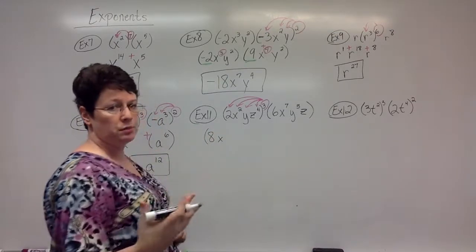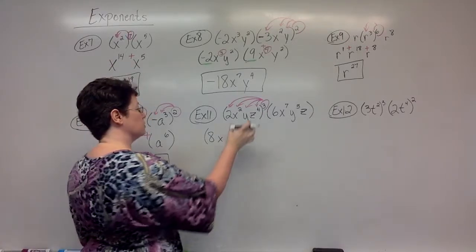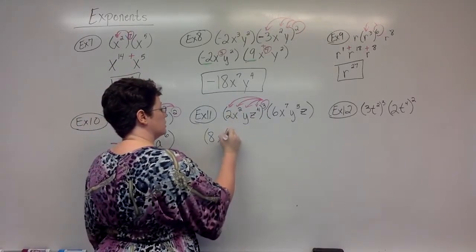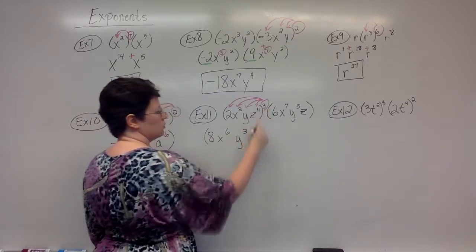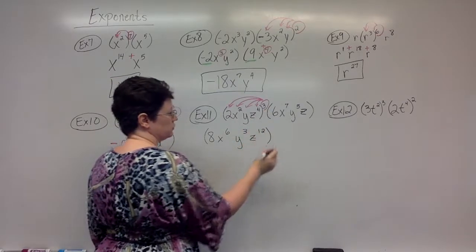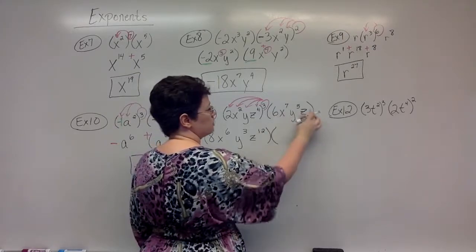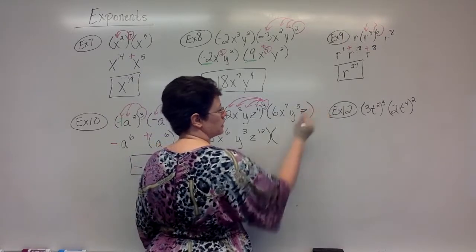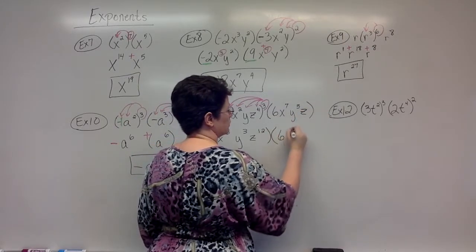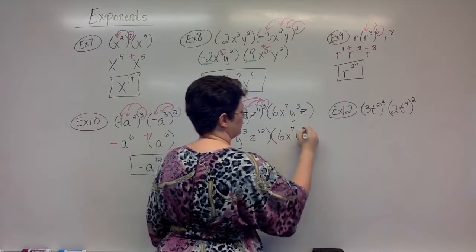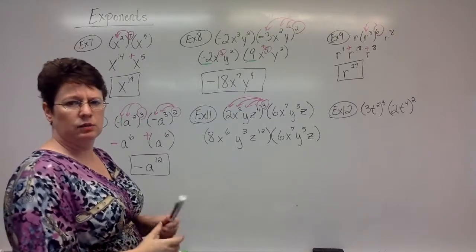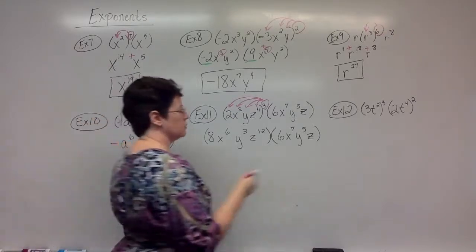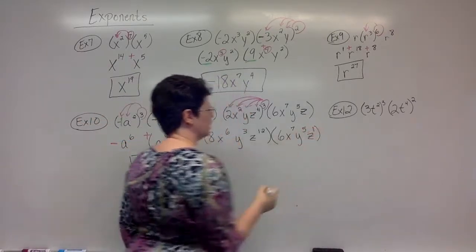X, multiply your powers, parentheses to a power, multiply the powers. 6, y, 3, z, 3 times 4 is 12. Okay. Second set of parentheses doesn't have an exponent outside, so I'm just going to write it down. 6x to the 7th, y to the 5th, z. What's the exponent there? It's a 1. I'm just going to scribble that in so I know.